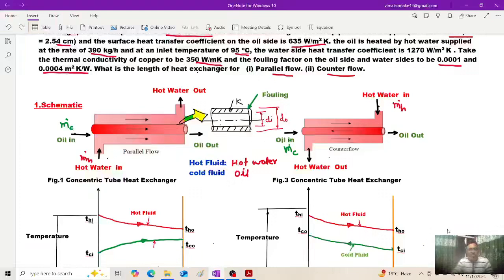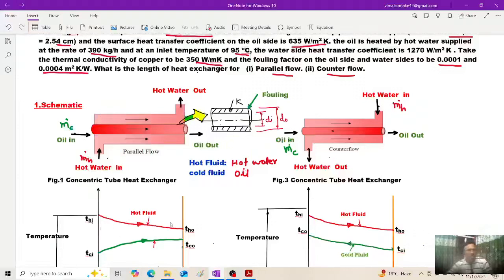So let us first draw the schematic for this problem. In this case, we have to find out the length of the concentric tube heat exchanger if parallel flow is employed, and length is to be found out if counter flow is employed in case of this heat exchanger. So figure 1 represent concentric tube heat exchanger with parallel flow.